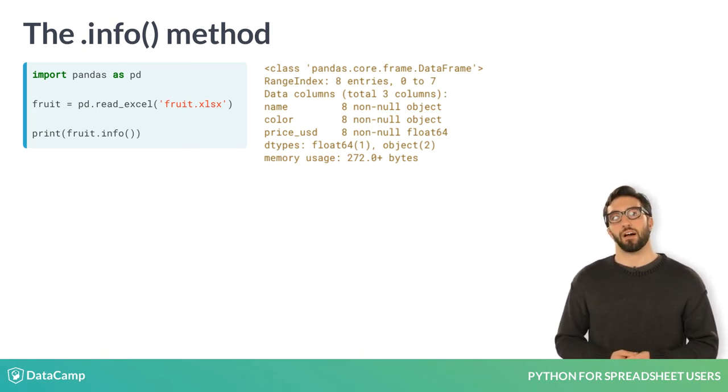int64 is another common numerical data type. In short, int64 represents whole numbers and float64 signifies numbers with decimal places.